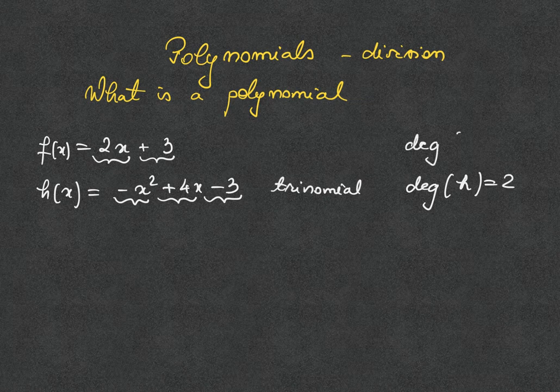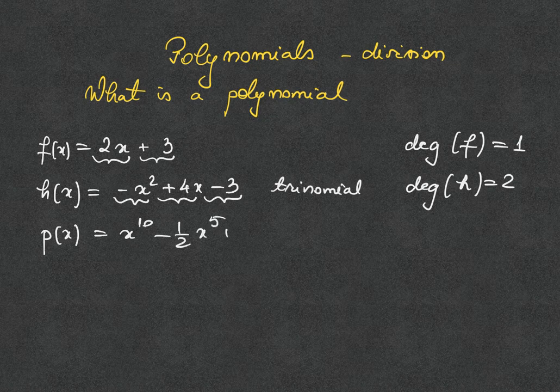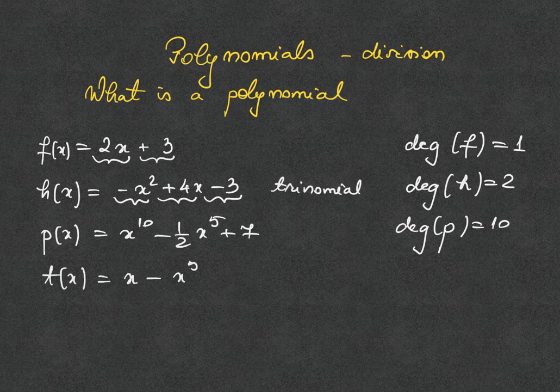The degree of f is 1 because it's x to the power of 1. P of x can be x to the power of 10 minus half x to the power of 5 plus 7. And the degree of p, as you can imagine, is 10. Sometimes they can be hidden as t of x equals x minus x to the power of 5 plus x to the power of 2. And then the degree of t will be 5. It's the highest power.